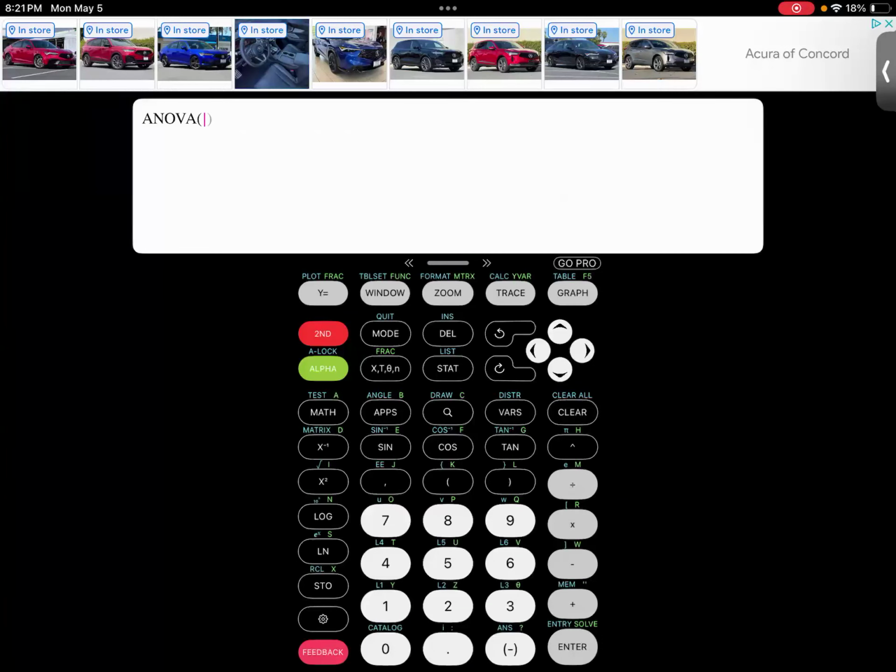So we've got to put in all the lists. So list one, comma, list two, comma, list three, comma, list four, comma, and list five. So we hit enter and we get our test statistic and our p-value. So all we need is capital F and P. Don't worry about all the other components, just capital F and P. So 4.48 and 0.0248, rounded.